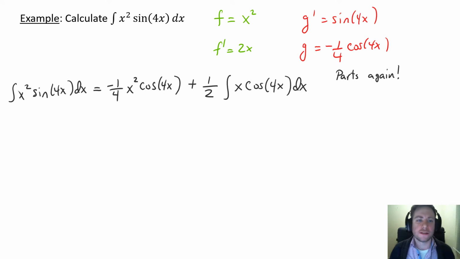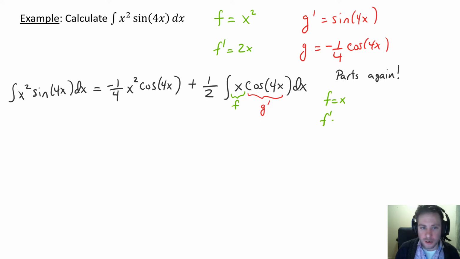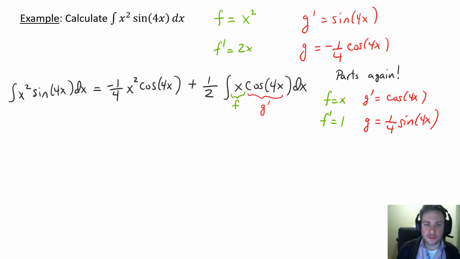So let's try it. This time we'll assign x as f and cos of 4x as g prime. For our new integral, f will become f prime, which is 1, and g prime will become g, which is 1/4 sine of 4x. Again, I did that one by inspection, but you can pause and think about it if you need to.